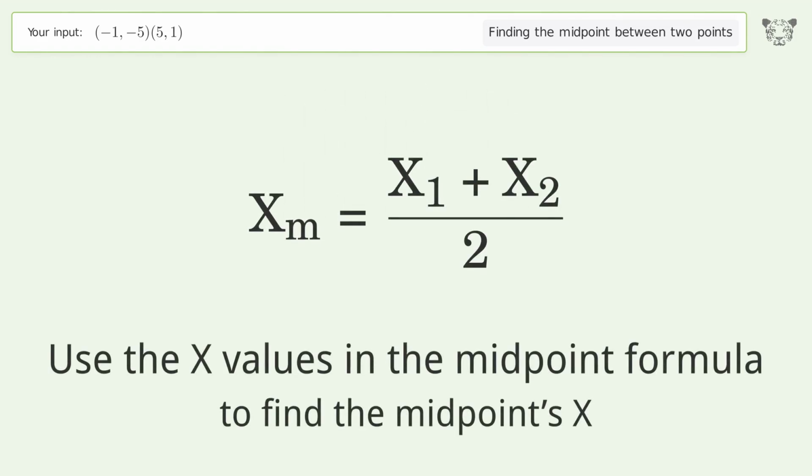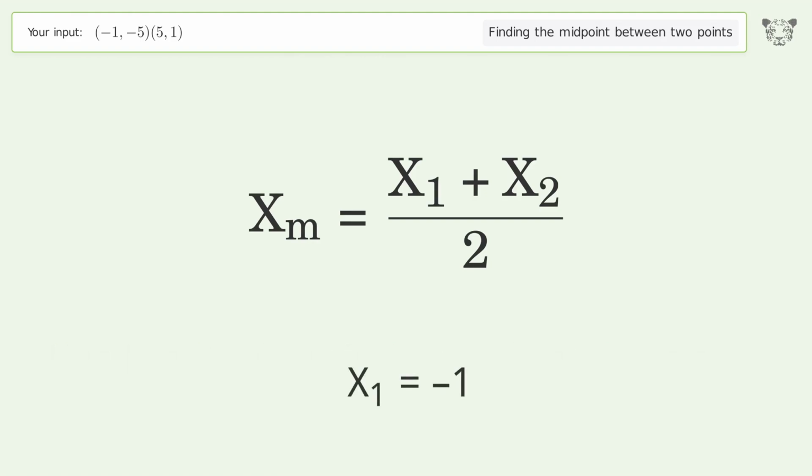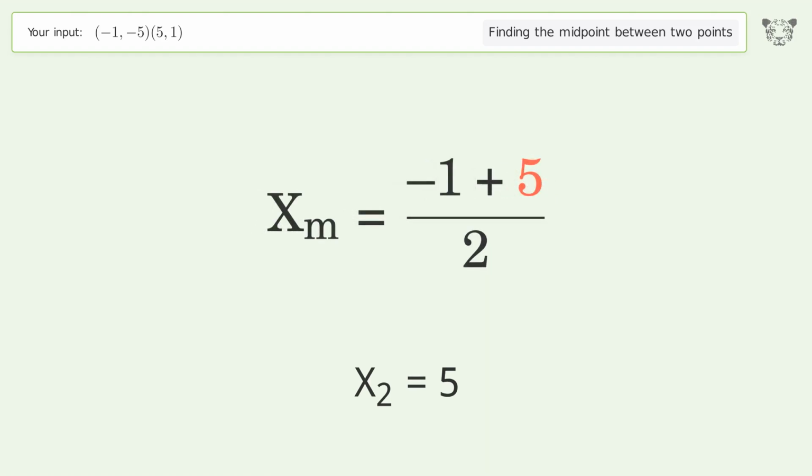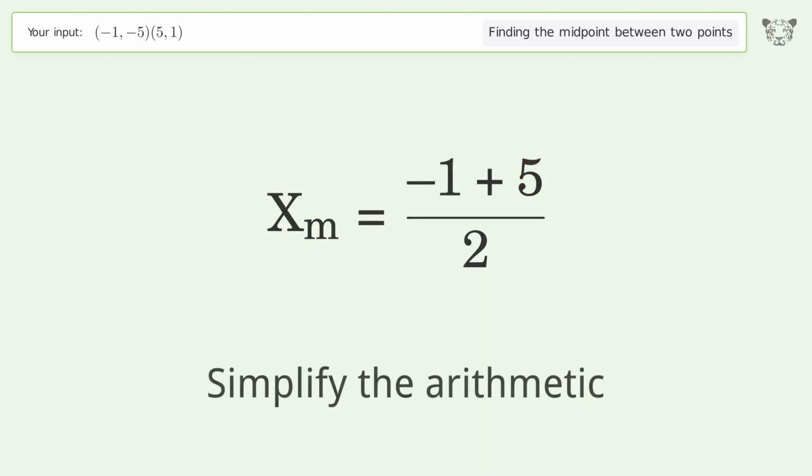Use the x values in the midpoint formula to find the midpoints. x1 equals -1, x2 equals 5. Simplify the arithmetic.